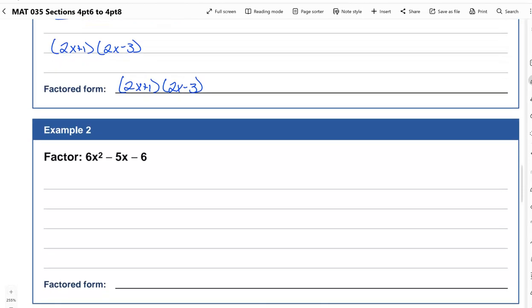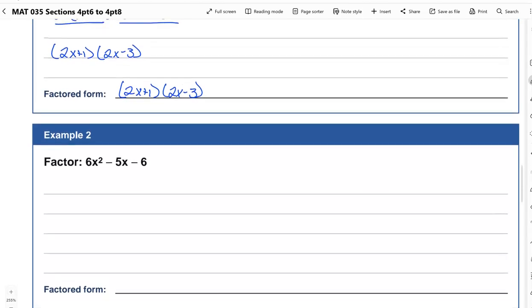Okay, the next one's going to work the same way. I have 6x squared minus 5x minus 6. AC, in this case, is going to be 6 times -6, which is -36. So the first thing I think of is 9 and 4. So 9 and -4, or -9 and 4. I want the one that's going to add to -5. So I've already found that. I don't need to keep going. 6 and -6 are ways to get that -36 also, but that's not going to help me in this case. I need the one that adds to the -5.